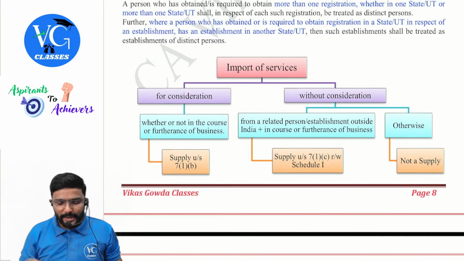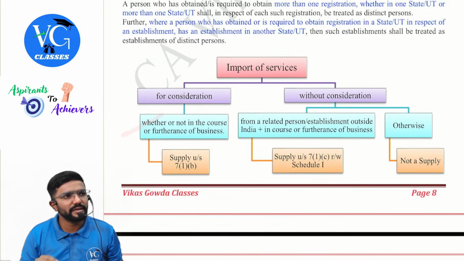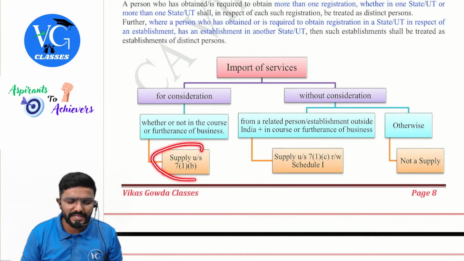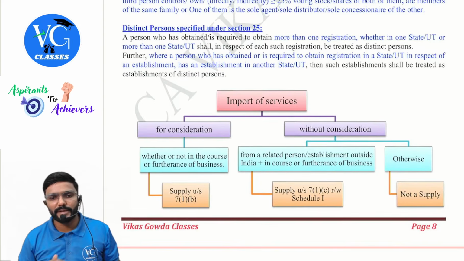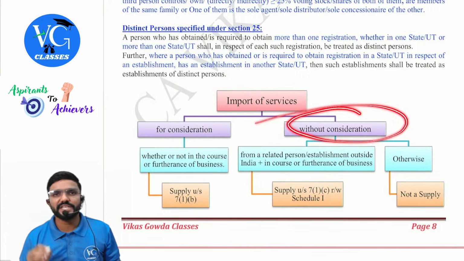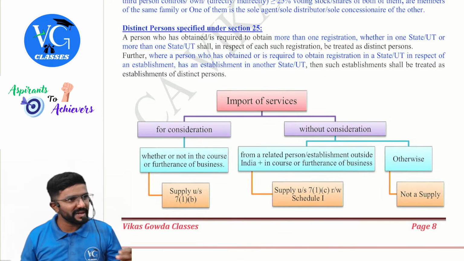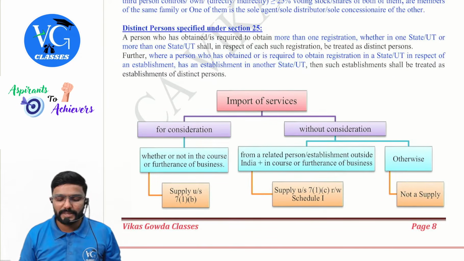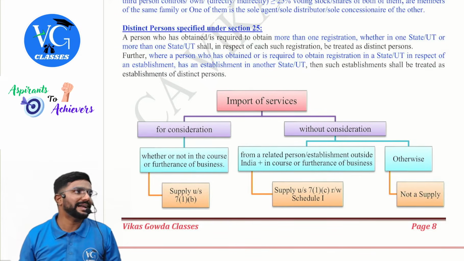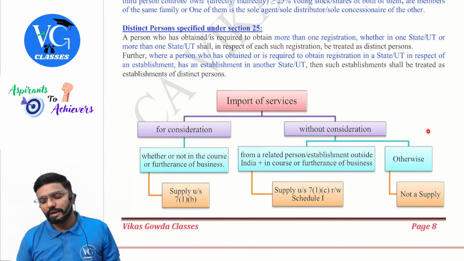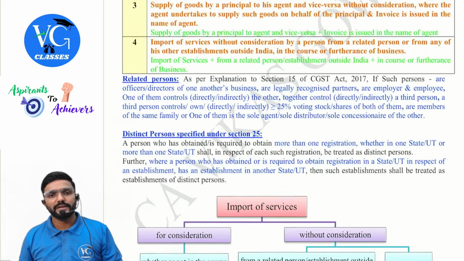Please pay attention. Import of services, if it is for a consideration, straight away, whether or not in the course or furtherance of business, is it a supply? Yes, as per 7(1)(b). Next, if it is without consideration, check from whom. If it is from a related person or establishment outside India, plus it is in the course or furtherance of business, is it a supply? Yes. As per 7(1)(c), read with Schedule 1, para 4. Otherwise, it is not at all a supply.